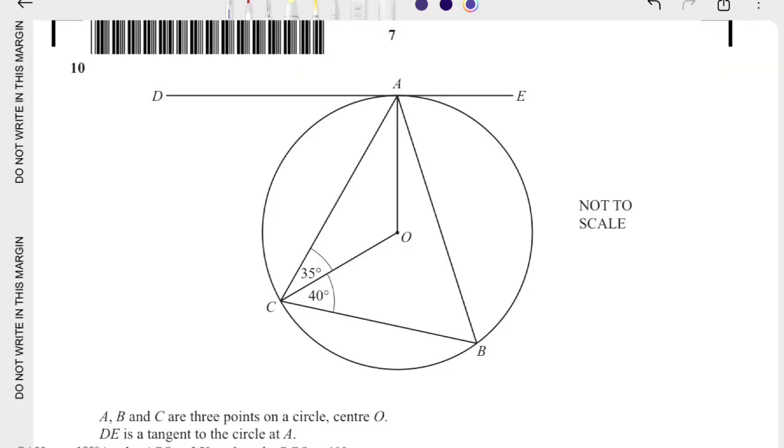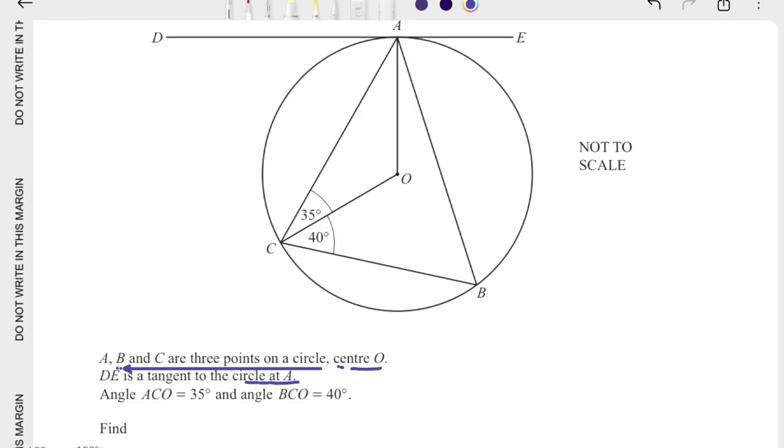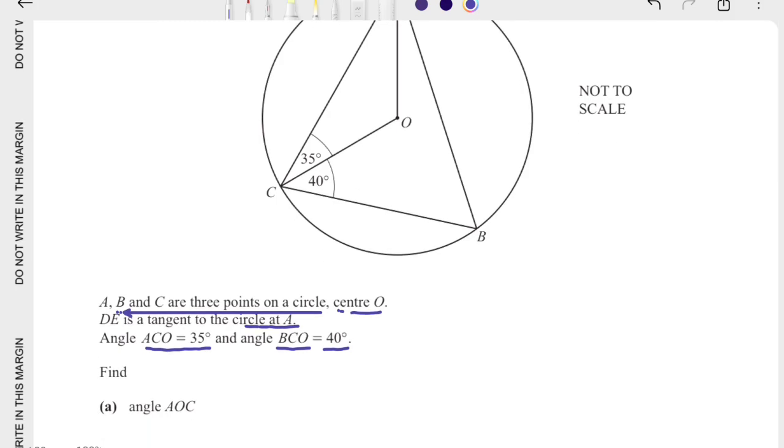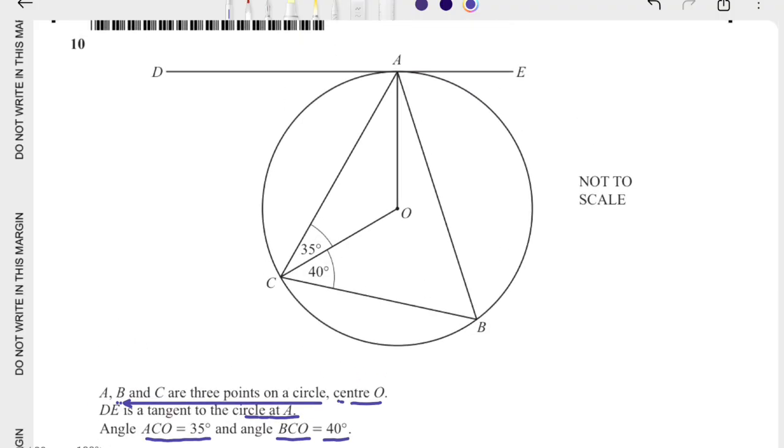Question number 10. A, B and C are 3 points on a circle with center O. DE is a tangent to the circle at A. Angle ACO is 35 degrees and angle BCO is 40 degrees. Find part A, angle AOC. We have to find out this angle.